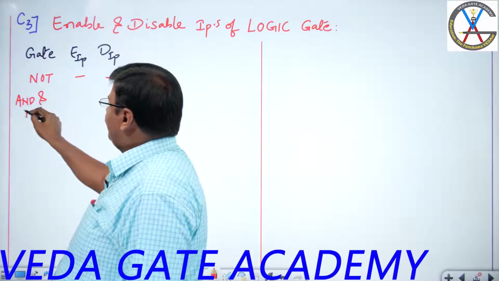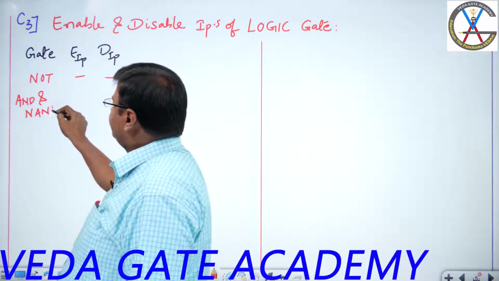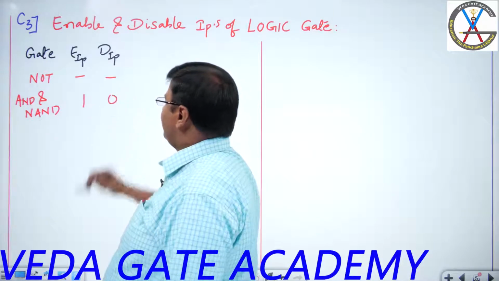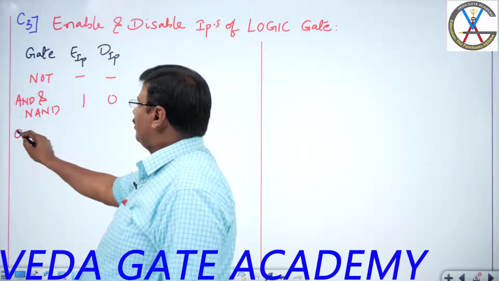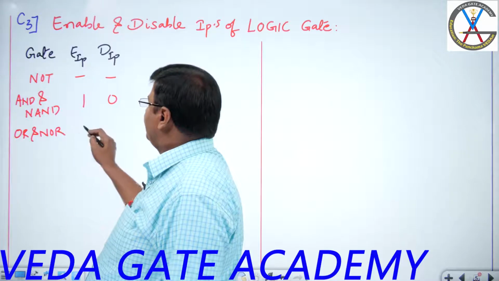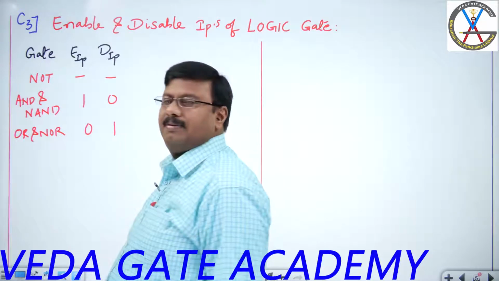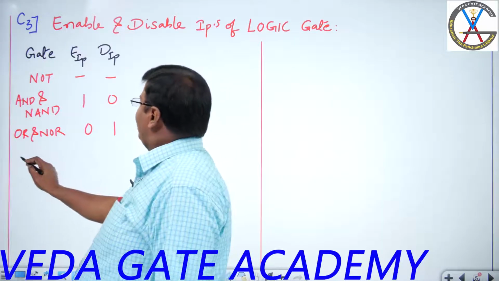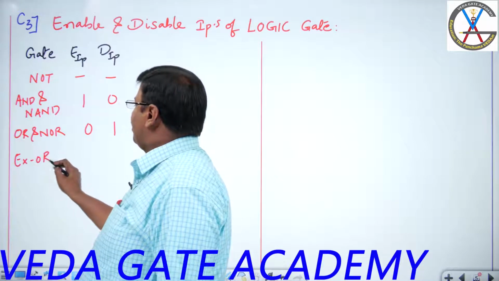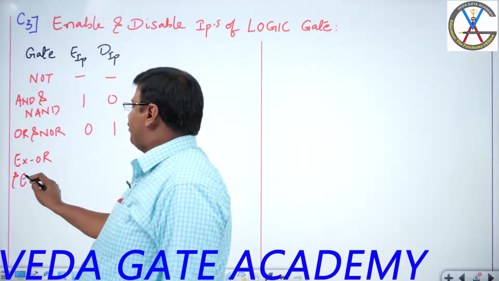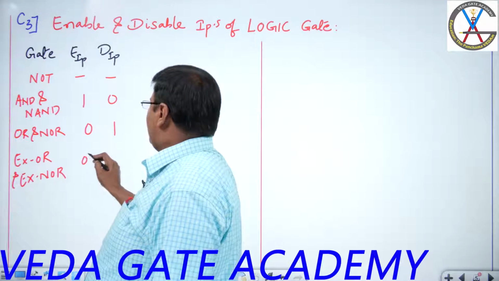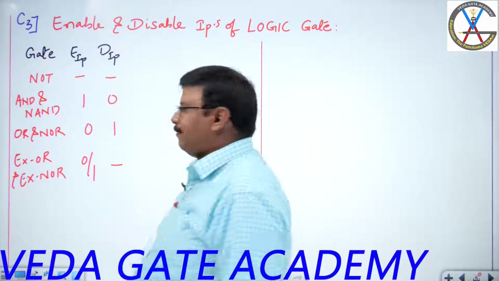AND and NAND both: 1 enable, 0 disable. OR and NOR both: 0 enable, 1 disable. And exclusive OR and exclusive NOR, both are enable, no disable.